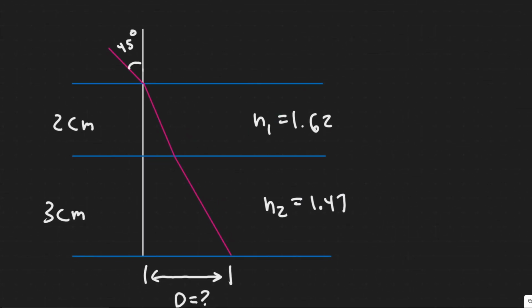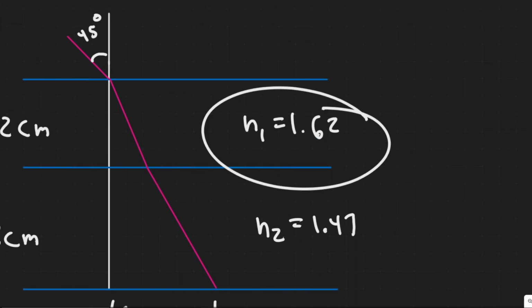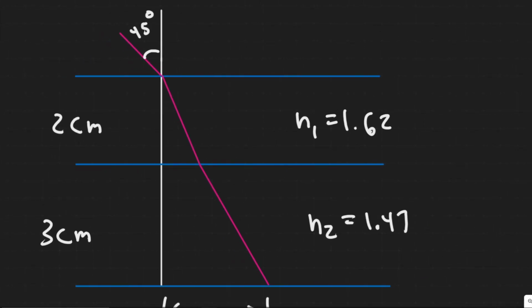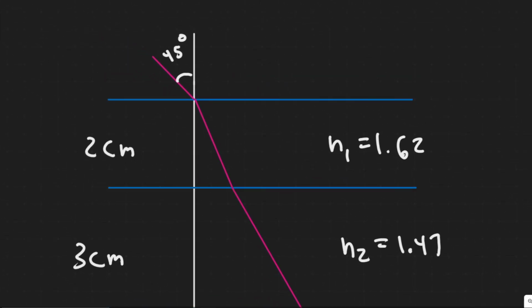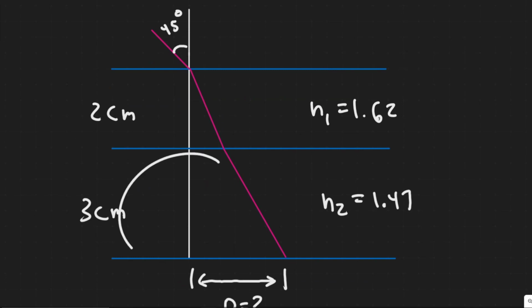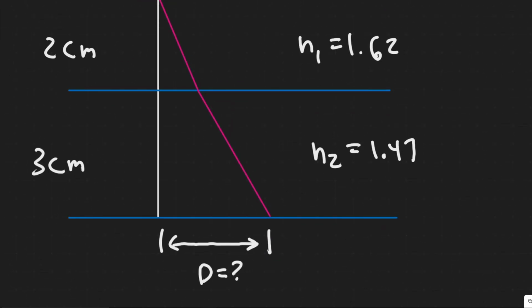We're given the index of refraction for each of these two pieces of glass. They're different, so they have different indexes of refraction. One is 1.62 and one is 1.47. We're also given their thickness, so they're basically giving us this distance right here for each of them. For this one, it's 2 centimeters, and for this one, it's 3 centimeters. So that's what we know. And what we're trying to figure out is this distance d from here to there.